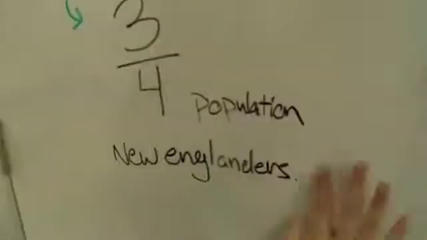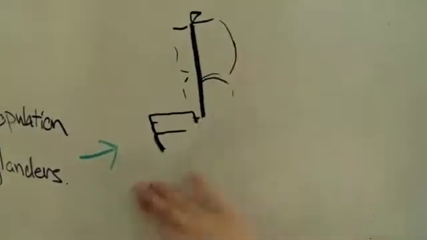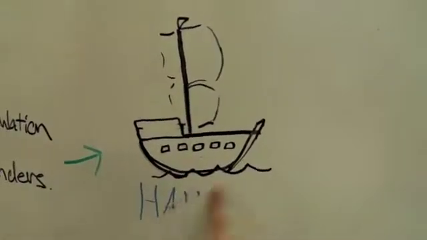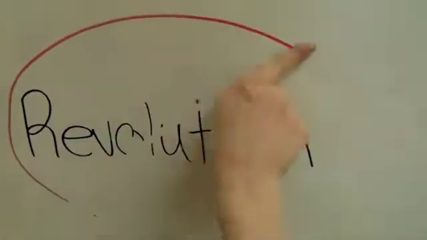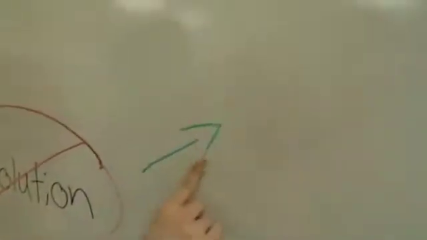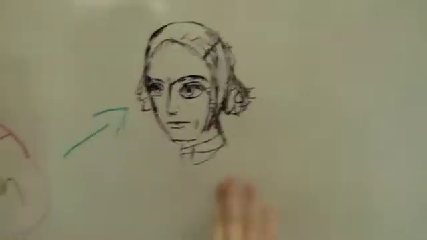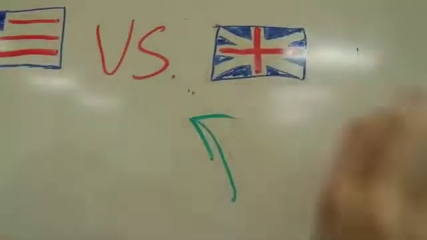Three-fourths of Nova Scotia's population were New Englanders, and Halifax was a major trading port and had much to lose in the war and much to gain by staying out of it. Some Nova Scotians invited George Washington to attack, but he said no. Nova Scotia eventually decided to side with Britain.